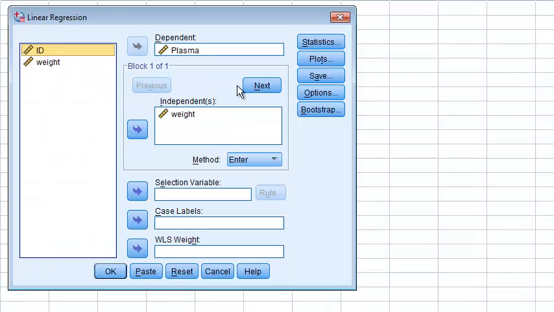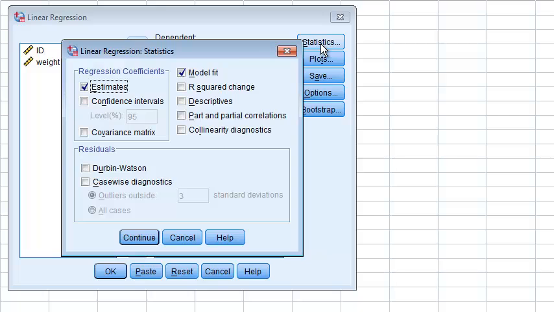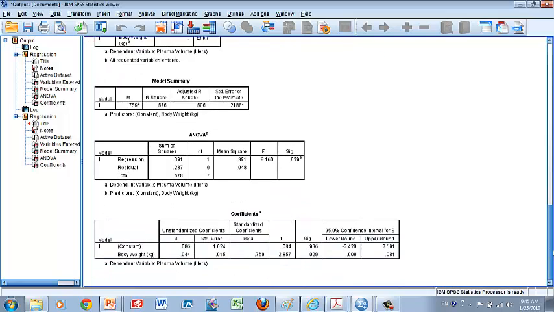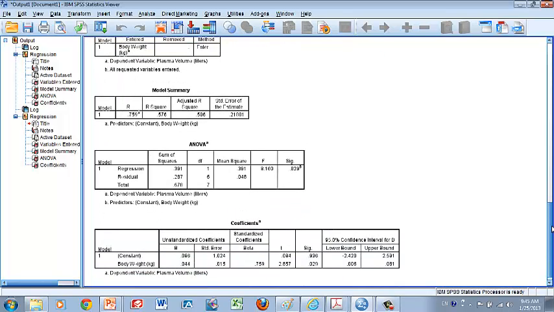Let me start by resetting. You put plasma volume as the dependent variable and then put the weight under the independent box. Let's go ahead and click the statistics box, and we want the confidence interval. Let's check that this is 95%, and continue, and okay. That's easy, right? So let's take a look at the SPSS output one by one.